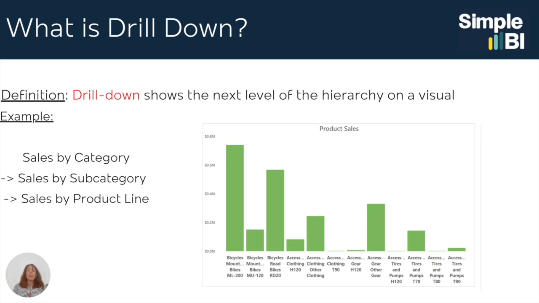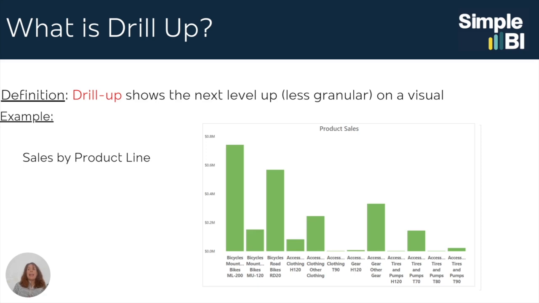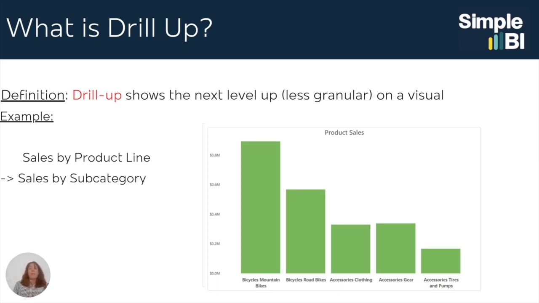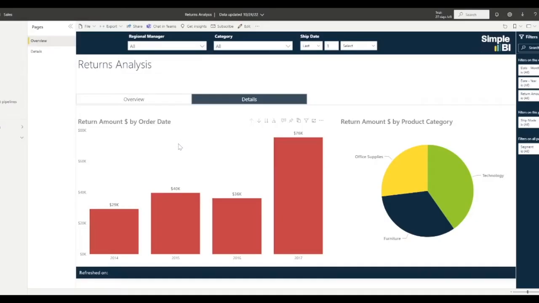You will be able to drill down to as many levels as the developer has chosen to include in the visual. Okay, but let's say you want to go back up. This is where drill up comes in. Drill up shows the next level up, or less granular level, on a visual. So now that we understand drill up and drill down, let's head over to Power BI service to explore this feature together. We'll explore the drill up and drill down features using this returns analysis report.